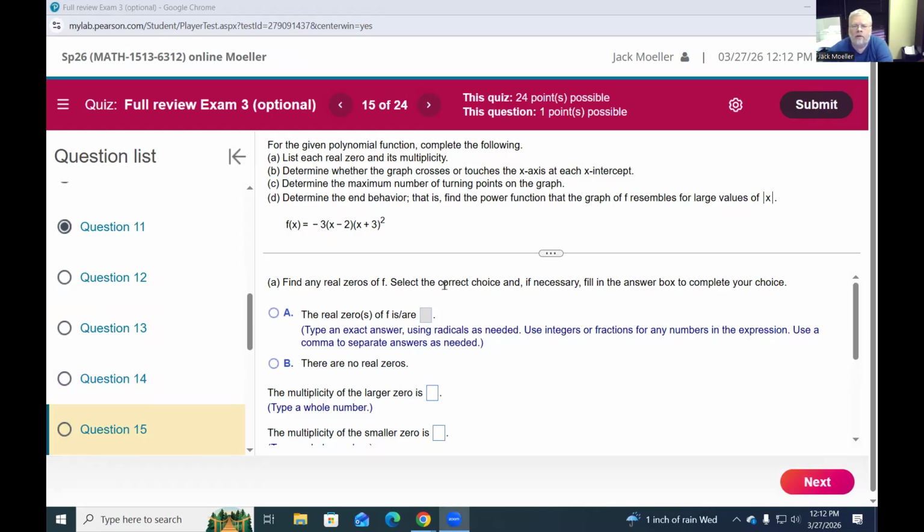All right. So now we're starting to get into more of the 5.2 version of this because now they're going to, well, actually, no, this is just the zeros and multiplicity. So we're not quite to 5.2 yet. All right, so for the given polynomial function, we need each zero and its multiplicity, determine whether the graph crosses or touches the x-axis at each x-intercept, determine the maximum number of turning points, and then determine the end behavior. All right, and notice that we don't have you graph it. So this is not the full length version of this problem quite yet. This one definitely focuses a little bit more on the zeros and the multiplicity.